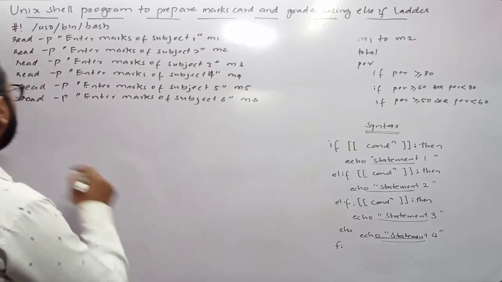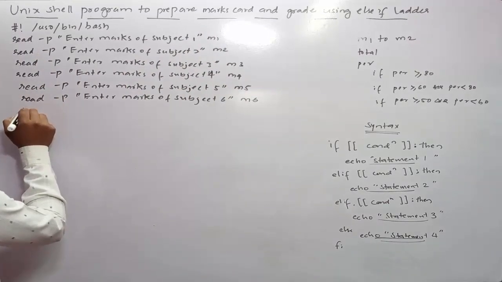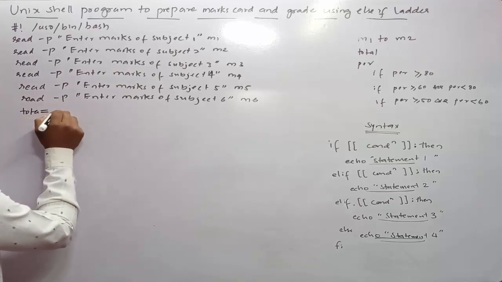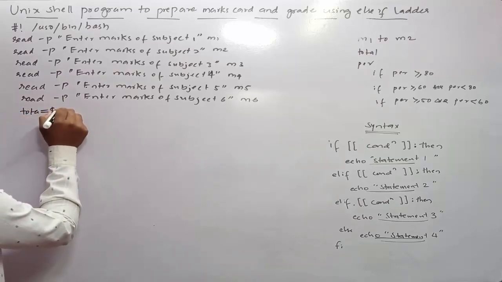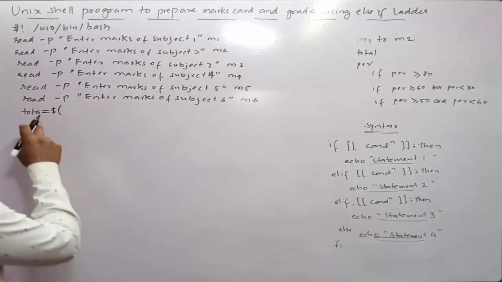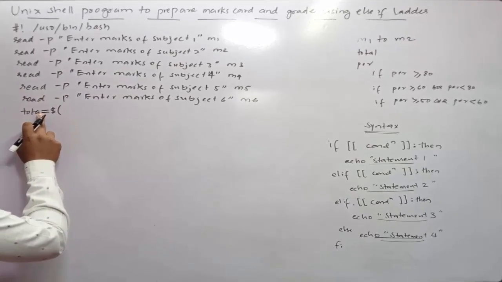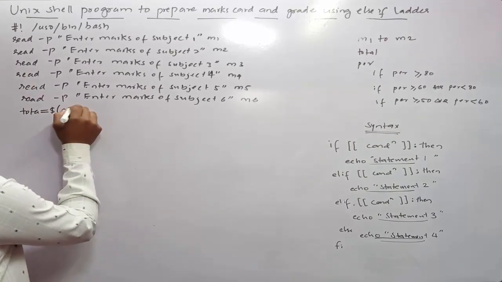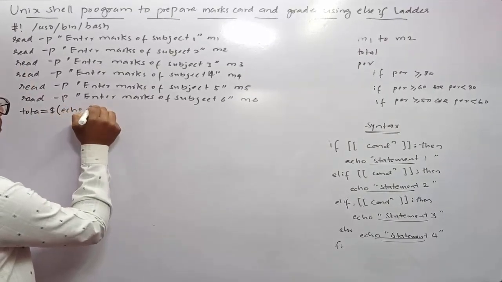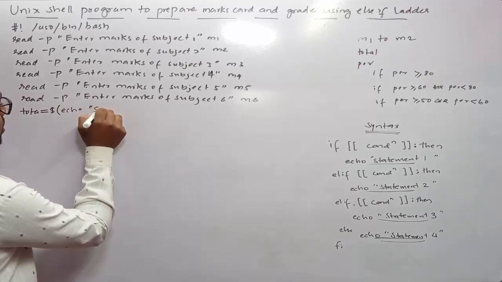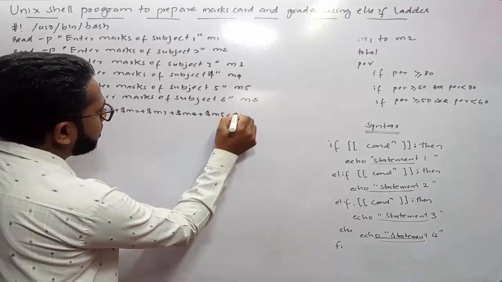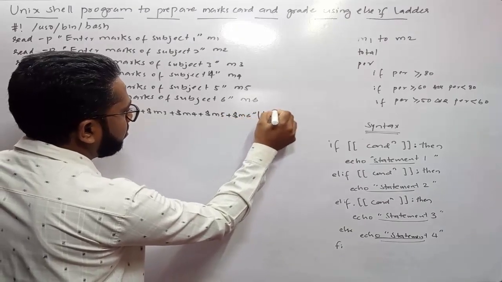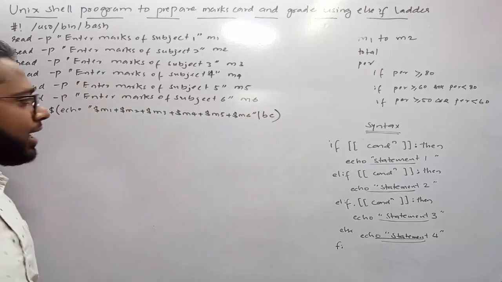Now I need to make the total. So to make the total, I will use the total variable, total equal operator or assignment operator, then dollar bracket. Okay, there should not be space before or after the equal operator. Echo command space double quote $M1 plus up to $M6 double quote pipe BC. BC stands for basic calculator.